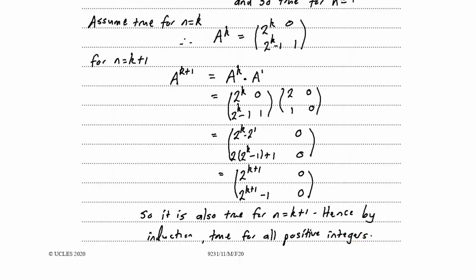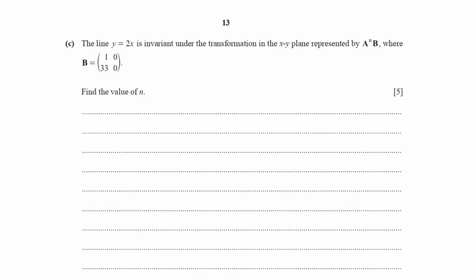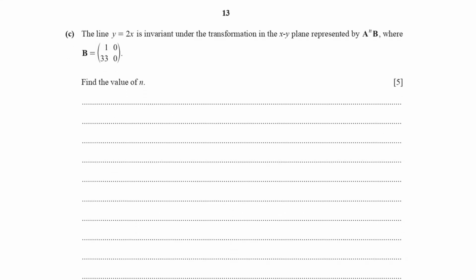Okay, let's move on to part C. The line y is equal to 2x is invariant under the transformation in the xy plane represented by A to the power of n times B, where B is equal to 1, 0, 33, 0. Find the value of n. So right here we've got this matrix, which is transforming the line y is equal to 2x.